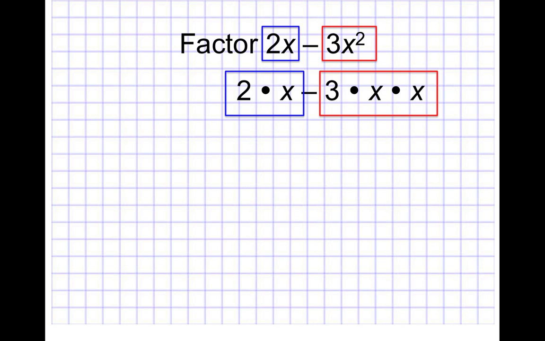2x is the same thing as 2 times x. 3x squared is the same thing as 3 times x times x. And what they have in common is 1x. So if we're looking for things that multiply together to make 2x minus 3x squared, we can kind of undistribute the x. So x times what would get us the thing we started with? Well, we look at what's left over. A 2 in the first term and a 3 and an x in the second term.